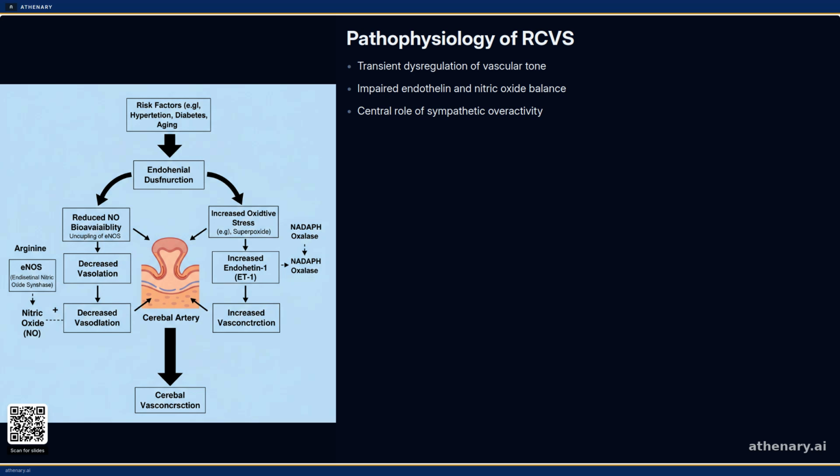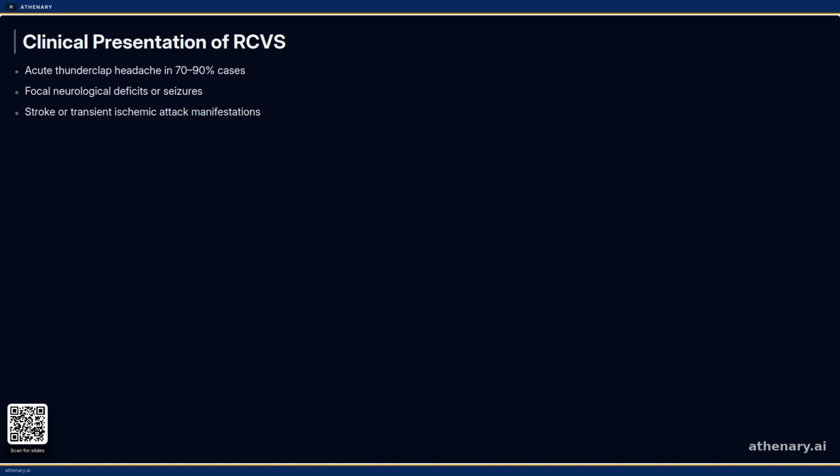So, we have this physiological storm, a cascade of sympathetic overactivity leading to arterial spasm. What does this actually look like from the outside? How does this internal chaos manifest for the patient sitting in our emergency department? That dysregulation of cerebral vascular tone we've just examined doesn't remain a silent, microscopic event.